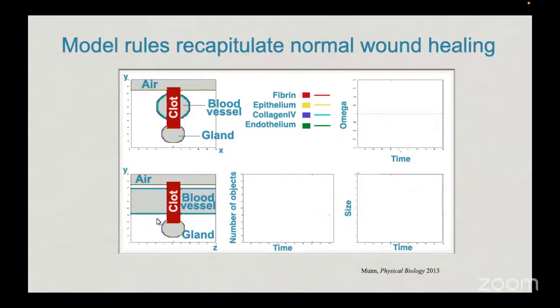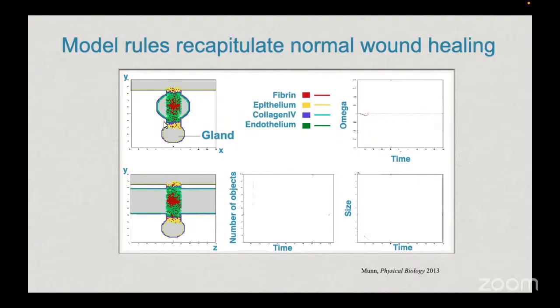What we do then is introduce a wound, and then run and see that the clot dissolves, and the topology goes to an Euler number that departs from 0 as that clot is being healed, and then returns to 0, showing that the topology has returned to normal. And so you can see the reconstitution of the endothelium, basement membrane, and epithelial sheets.